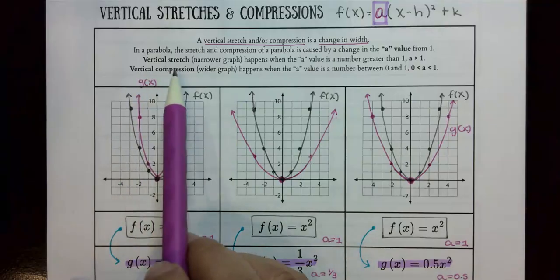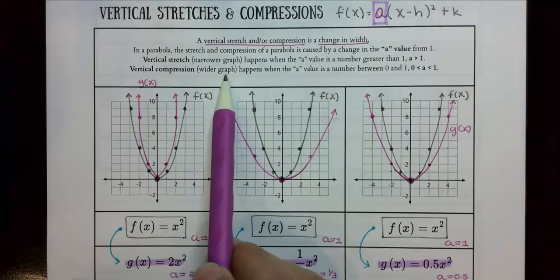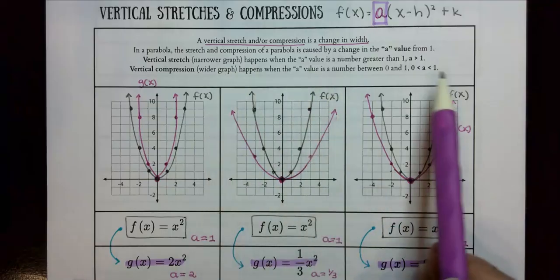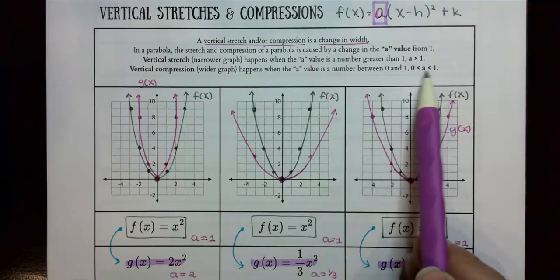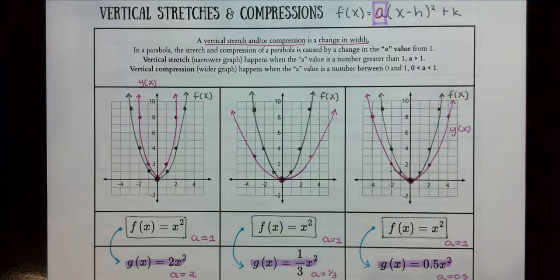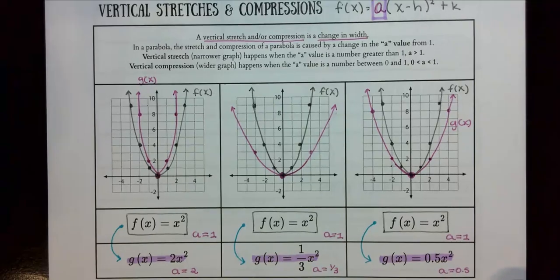Now, if we're going to do a vertical compression, which is going to make our graph wider, our a value is not just going to be less than 1, but it has to be between 0 and 1. So we need a number that is between 0 and 1, like a fraction or a decimal. Remember that when you're using a negative number, the negative actually reflects it across the x-axis and changes the direction, but it doesn't do anything to the width. That's the actual number itself, and that's what we're going to look at right now.